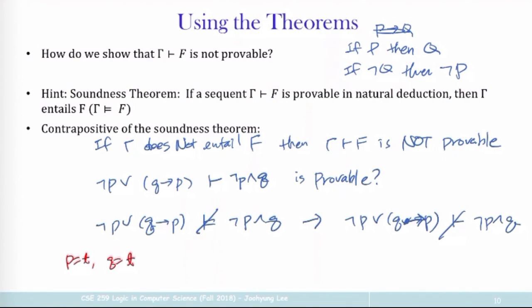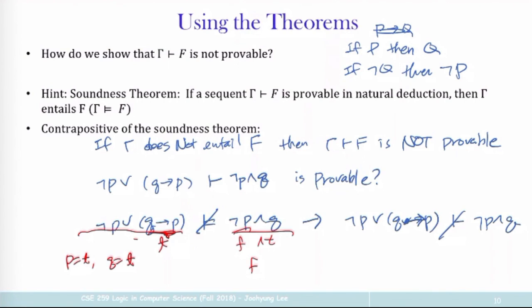What happens to this formula? What is the evaluation of this formula under the interpretation that P is true, Q is true? It is true. Why? Because Q implies P is actually true. True implies true is true. So true or anything is actually true. So this becomes true. What about this? This is false because P is true, so now not P is false. False and true is false. So left hand side is true, right hand side is false, so entailment does not hold.